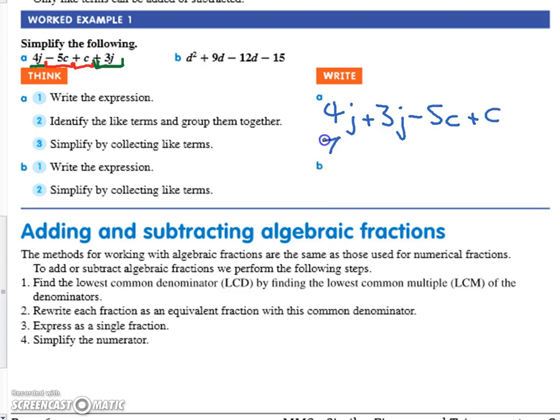What do we got? 7j. Then what? Close. You owe someone $5 and you give them $1. How much do you owe them? So you still owe them $4. Okay. You had minus 5 of them. Someone gave you one. You've now got minus 4 of them.